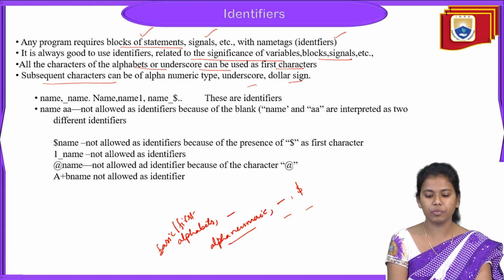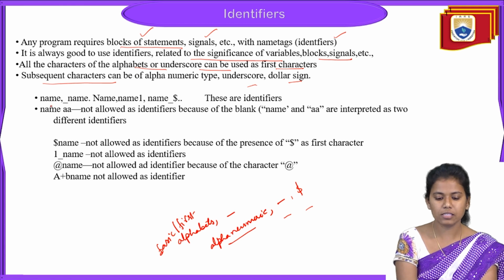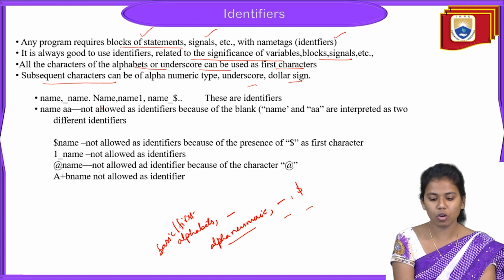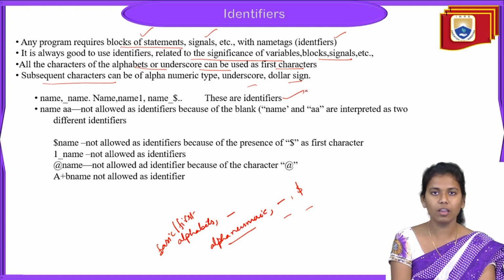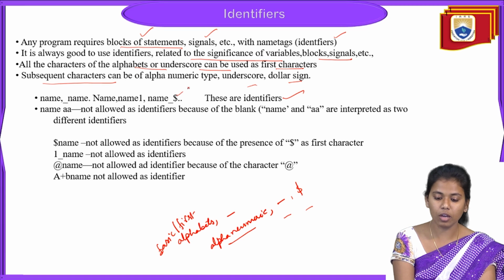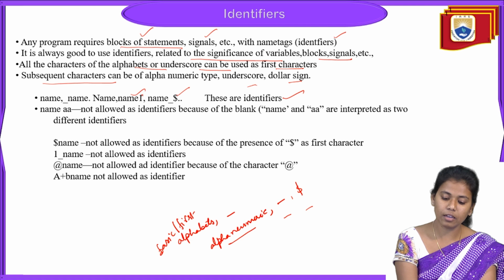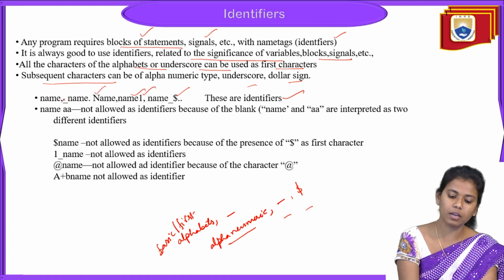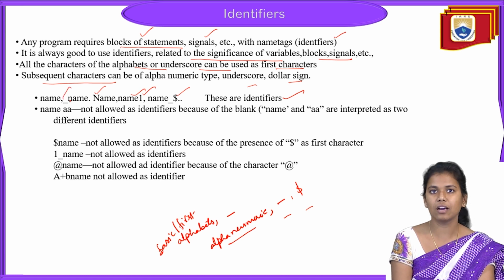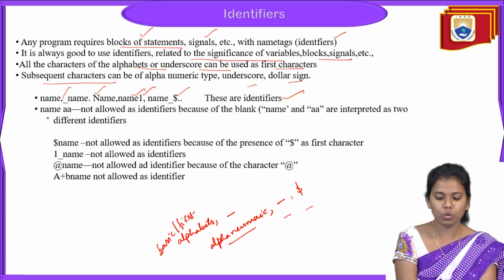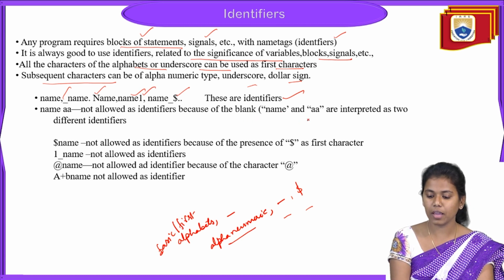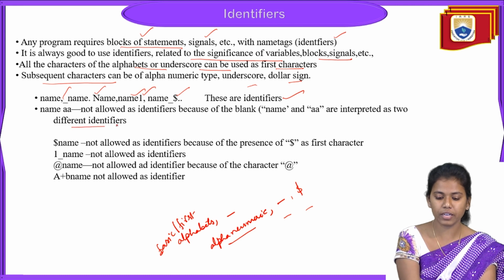Okay, these are the basic identifiers. For example, here he has given name, _name, name, name1, name_$. So these are the identifiers. Here we could see dollar, the numerical number, the alphabetical characters, and the underscore. And also, name AA is not allowed as an identifier because of the blank. Name and A are represented as two different identifiers.